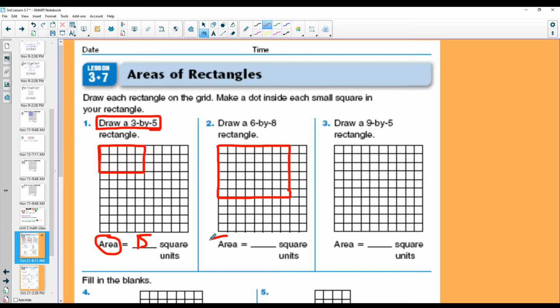All right, now I have to count the area, the inside. This is a lot of squares to count, so I'm going to try to work smarter. I'm going to try to count these by 5. 1, 2, 3, 4, 5. There's 5. 5, 10, 15, 20, 25, 30, 35, 40, 41, 42, 43, 44, 45, 46, 47, 48. The area here equals 48. You go ahead and try this one. Try to draw a 9 by 5 and find the area.